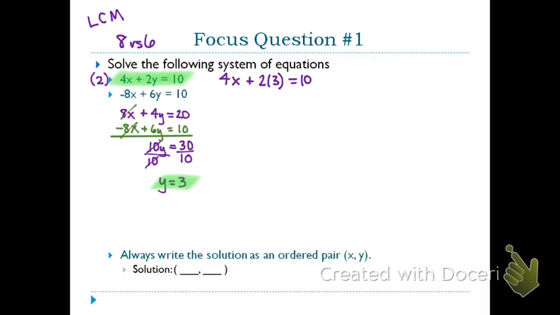So, going through and solving, 4x plus, that simplifies to 6, equals 10. And then now just solving backwards, we would subtract 6 from both sides. 4x equals 4. And then when we divide, we get x equals 1. Alright. And we have our first answer.